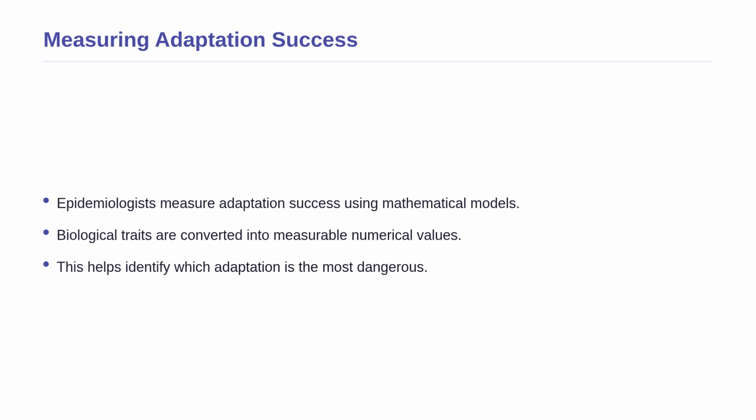This brings us to an important question. How do we actually measure the success of these adaptations in the real world? In epidemiology, we do not just rely on observations, we use mathematical models. We take the biological traits of the insect, such as how often it bites and how long it lives, and we turn them into measurable numbers. By doing this, we can quantify exactly how effectively an insect population can transmit a disease. This mathematical approach allows public health officials to see exactly which adaptation is the most dangerous and needs to be targeted first.